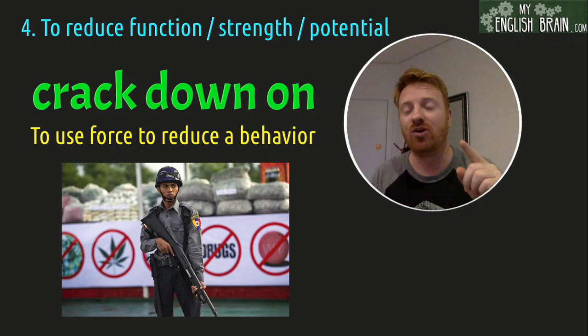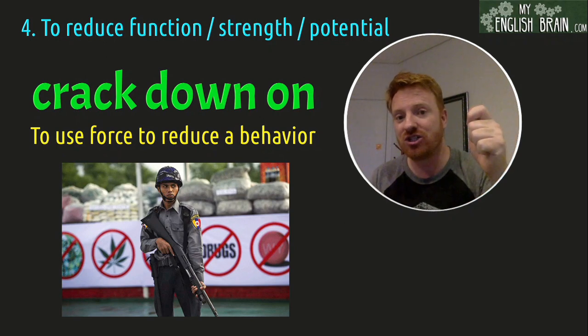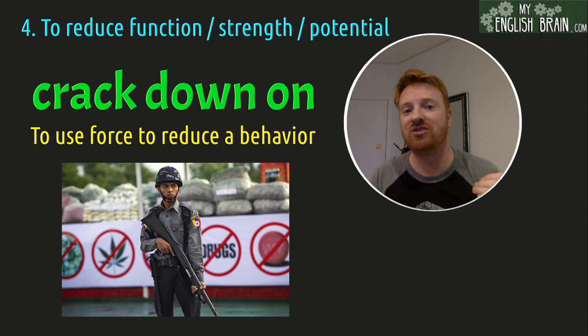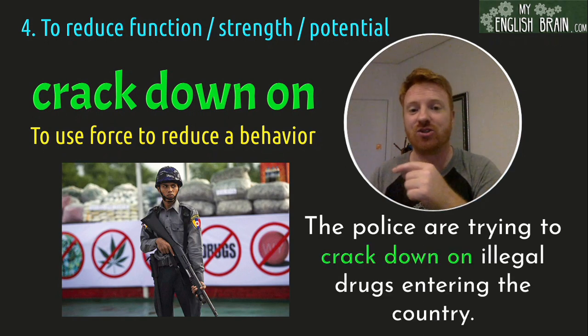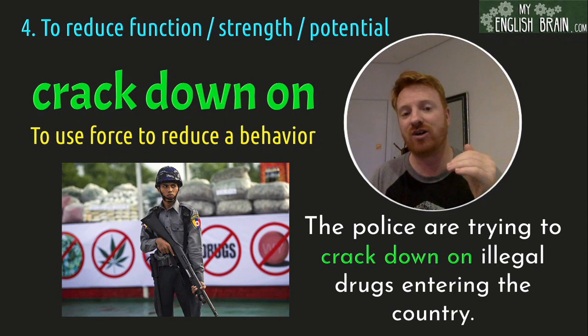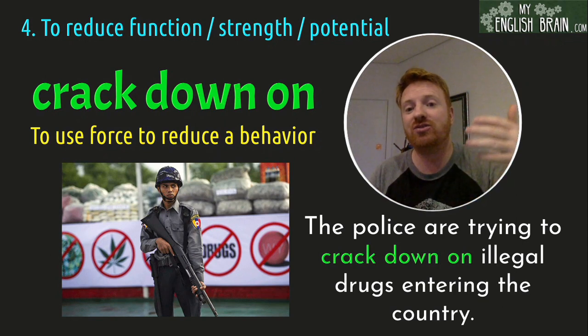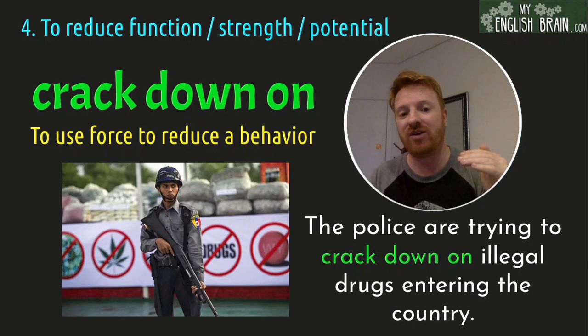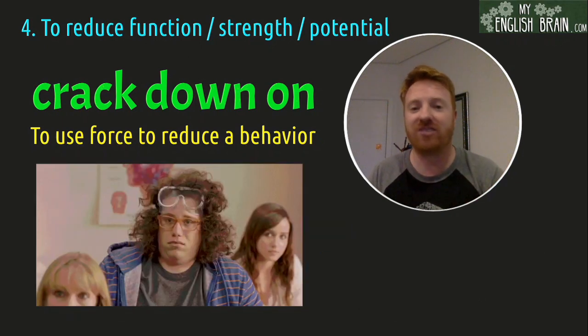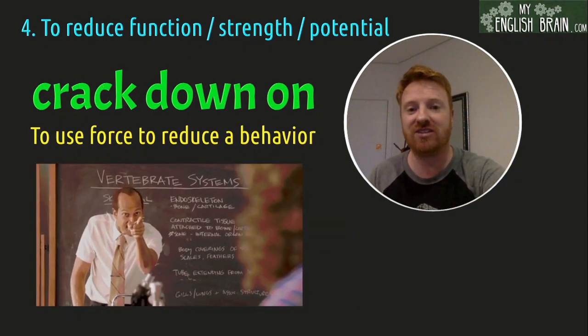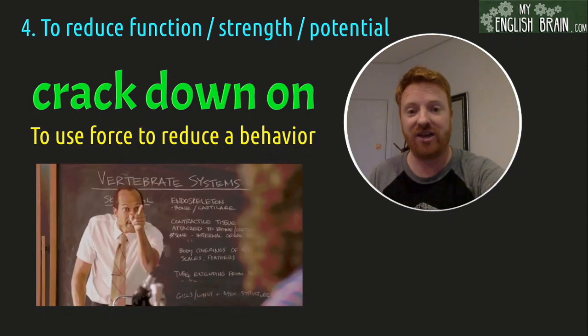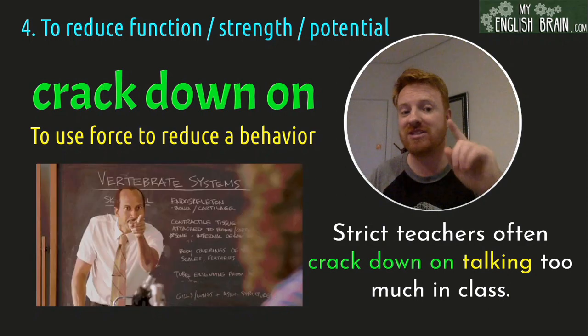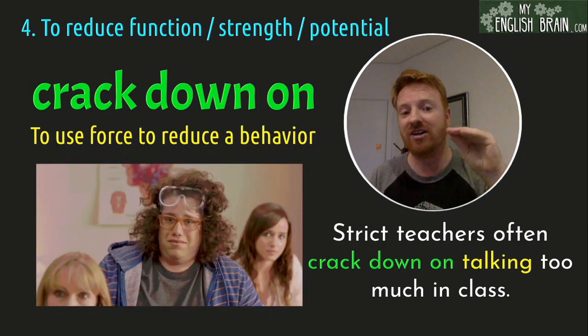So we use this idea of crack and down to talk about reducing the strength or the function of a behavior, but specifically using that force. For example, the police are trying to crack down on illegal drugs entering the country. They're using their force to try and reduce the amount of illegal drugs. They crack down on illegal drugs. We use this all the time. For example, you can see teachers in the classroom that crack down on certain behaviors. For example, strict teachers often crack down on talking too much in class.